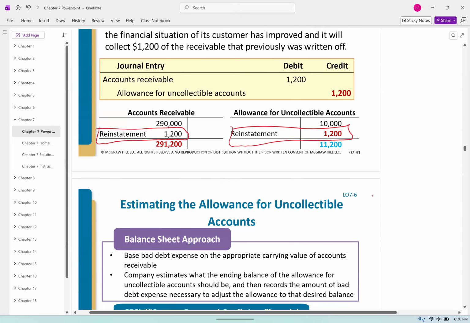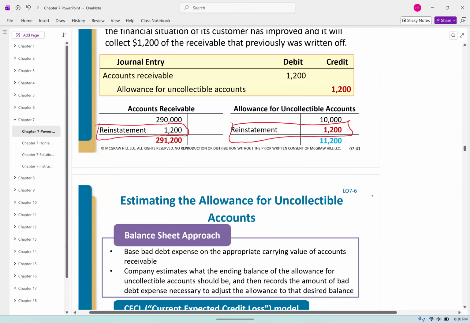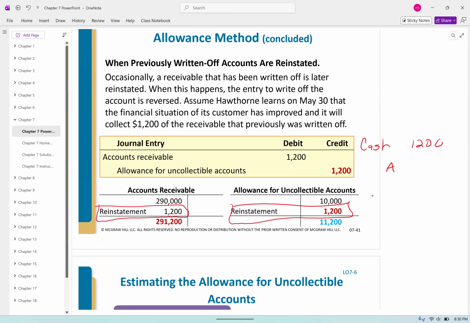Okay. They did not give us the entry, but the next entry to collect it would be to debit cash. It's almost like the slide's missing for that. But I wanted you to see that's the entry we would make.